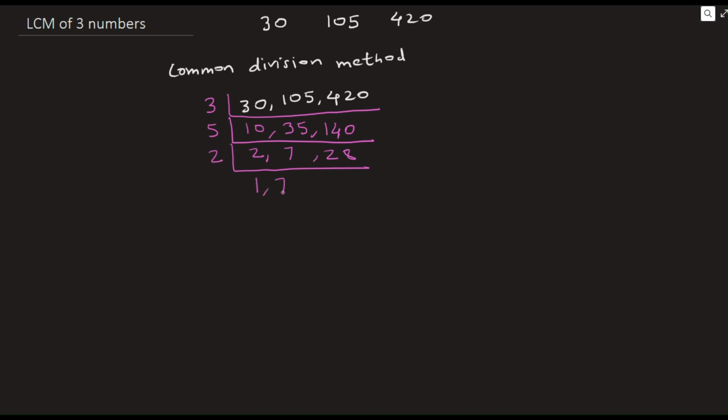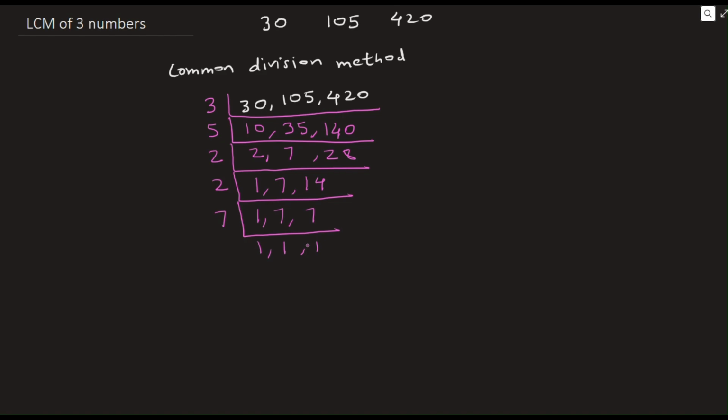And I write 1. 7 I write as it is. 14 times 2 is 28. So I write 14. Then I consider again 2, since 14 is still divisible by 2. I write 1 as it is, 7 as it is, and 14 divided by 2 is 7. Then 7 is the last. 1 is written as it is, and 7 becomes 1, and this becomes 1, right?